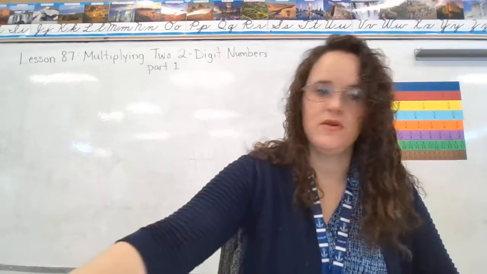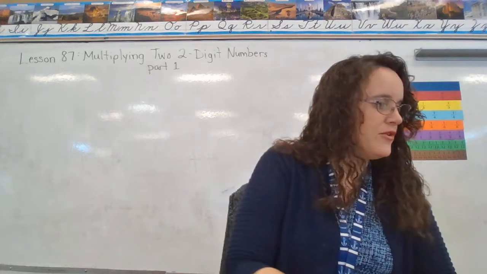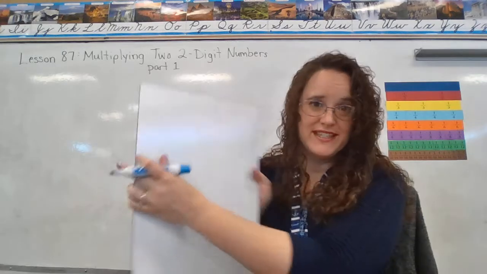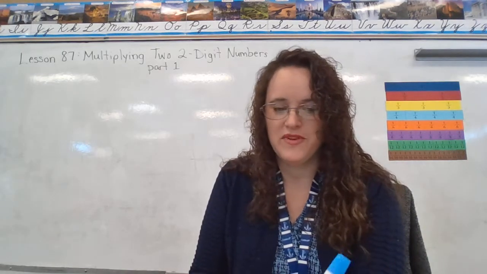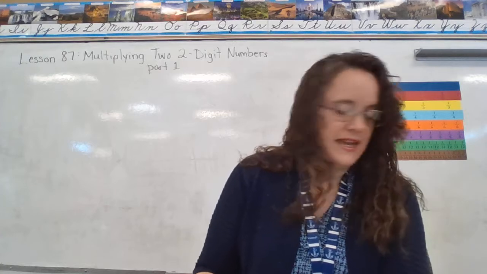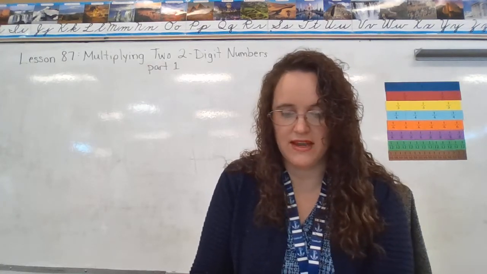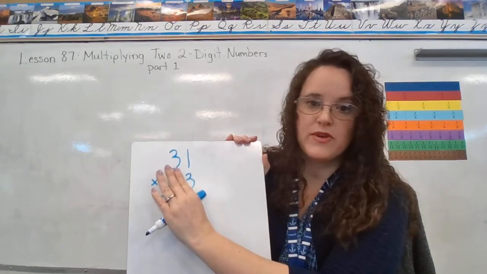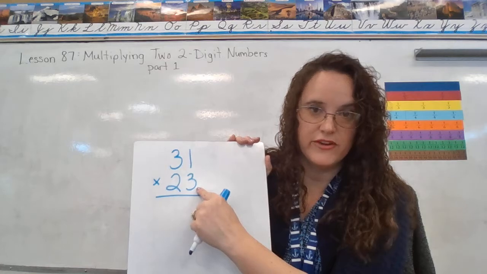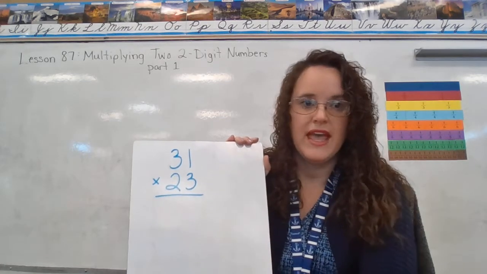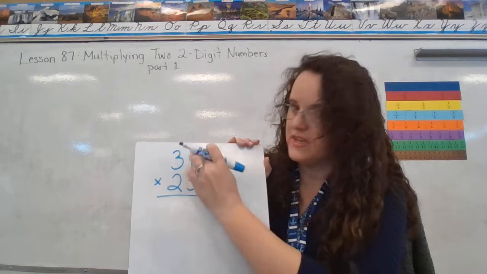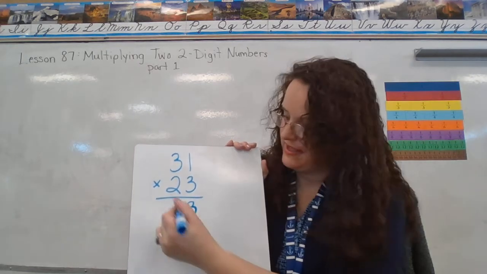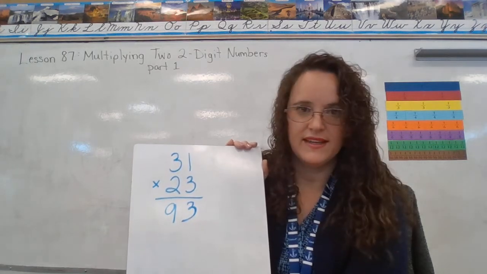Okay, so our next example is 31 times 23. So I'm going to hold my board this way so I don't run out of room this time. We've got 31 times 23. So remember, we're going to multiply the 31 times 3 first. We're going to ignore that 2 and multiply it times 3. So 3 times 1 gives us 3, and 3 times 3 gives us 9.